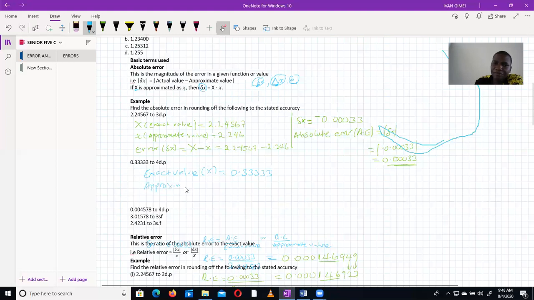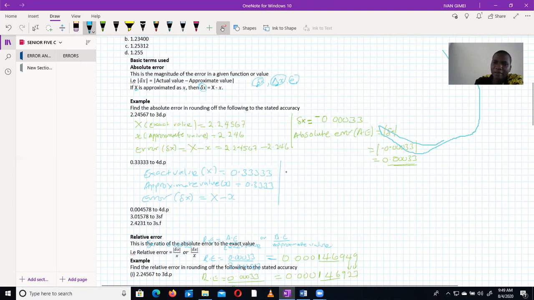Approximate value, which is small x. We're rounding it to 4 dps. This will be 0.3333, something like that. What is my error? So the error, you can use that symbol, will be the same as the exact value minus the approximated value. Exact value minus the approximate value.